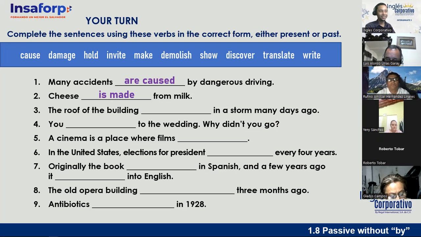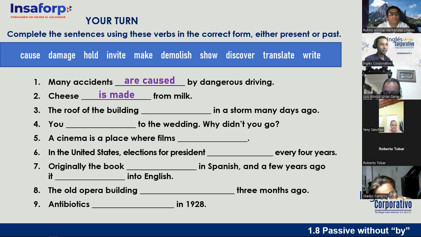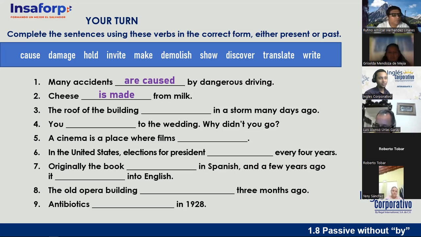Francisco Isaac. No? Okay, we have Luis again wants to participate, and then Rufino Amilcar. So Luis, please. Number three. The roof of the building was damaged in the storm many years ago. Many days ago. Days ago. Okay. It's okay. The roof of the building was damaged in a storm many days ago.